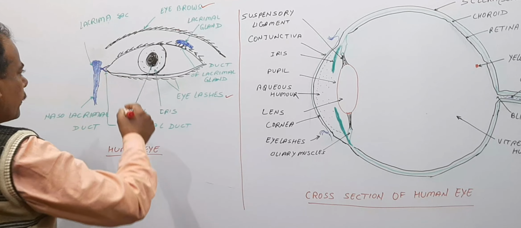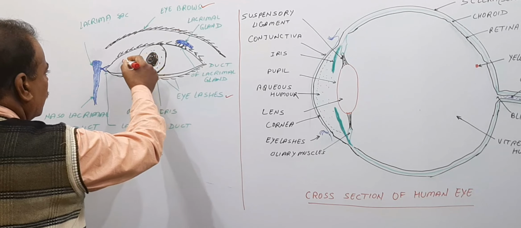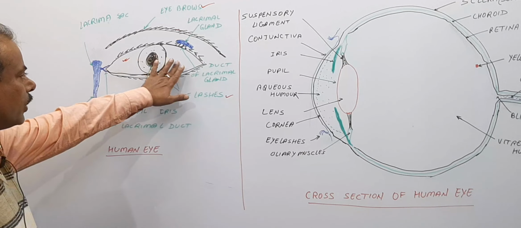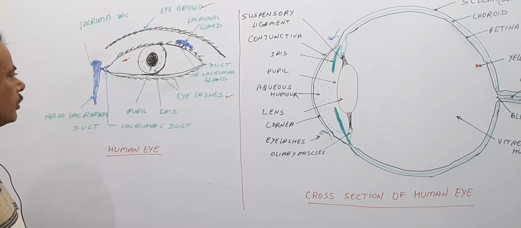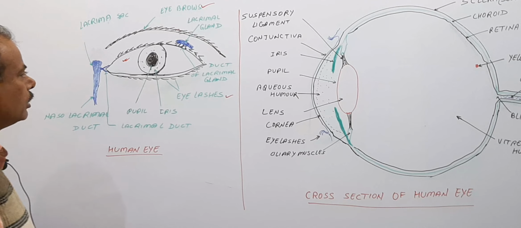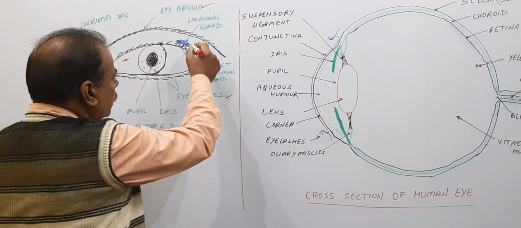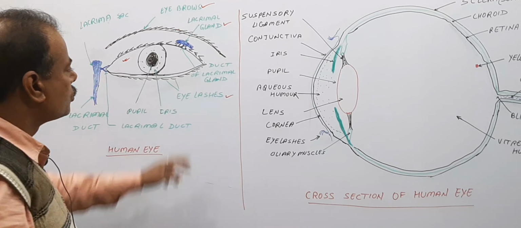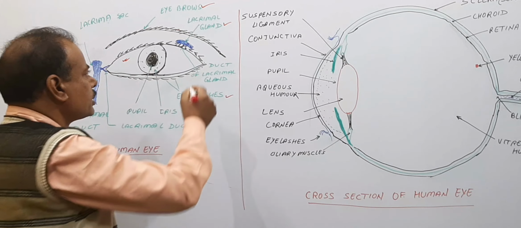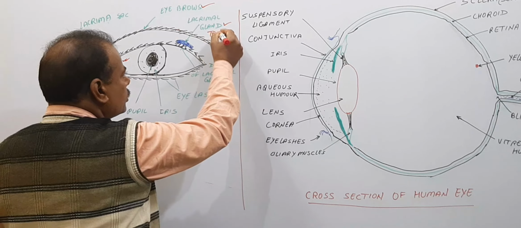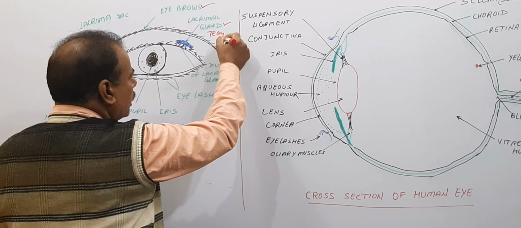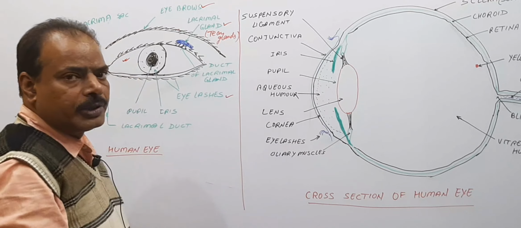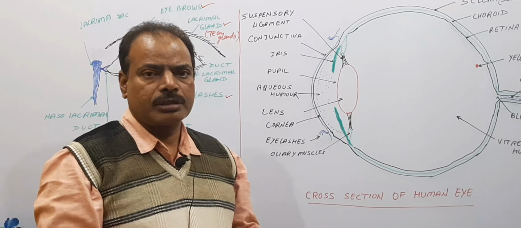After eyelashes, we can see here the white part of our eye, which is known as sclera, and here this one is the lacrimal gland. So lacrimal gland is also known as tear gland. These glands help in secretion of tear or lacrimal fluid.